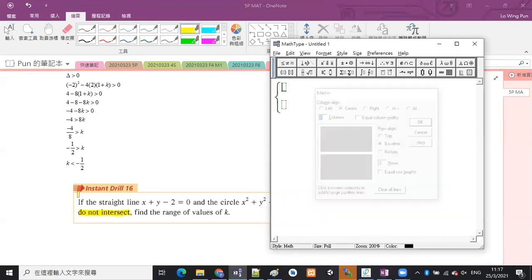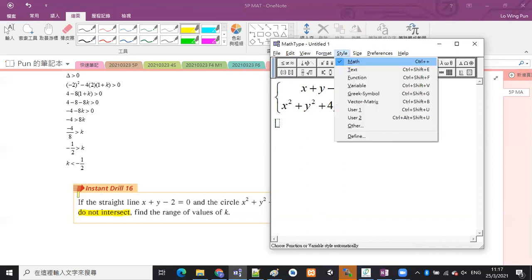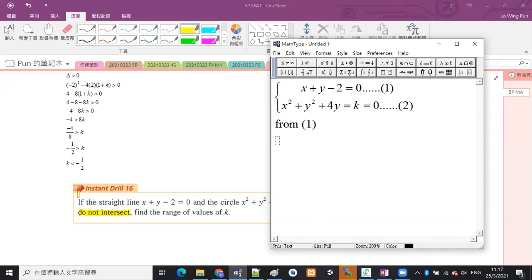We start with this. Okay, so x plus y minus 2 equals 0 to be equation 1, and then x squared plus y squared plus 4y plus k equals 0 to be equation 2. Okay, and then we start from equation 1 and making y to the subject, or x is also okay. Y equals 2 minus x, right? And then label this to be equation 3.